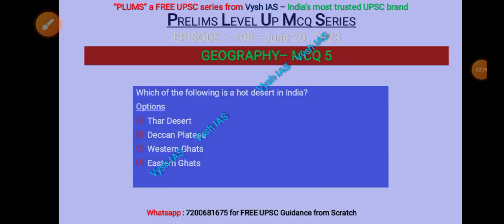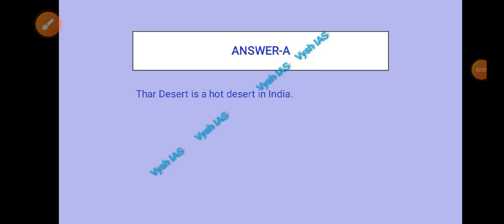The final MCQ: which of the following is a hot desert? Again, a very easy question. Options are Thar Desert, Deccan Plateau, Western Ghats, Eastern Ghats. Now let us see the answer. The answer is A. Thar Desert is present in India, and it is a hot desert. You have to answer which one in India is the cold desert. We have a cold desert as well in India, so which one is that? Very easy question as well.